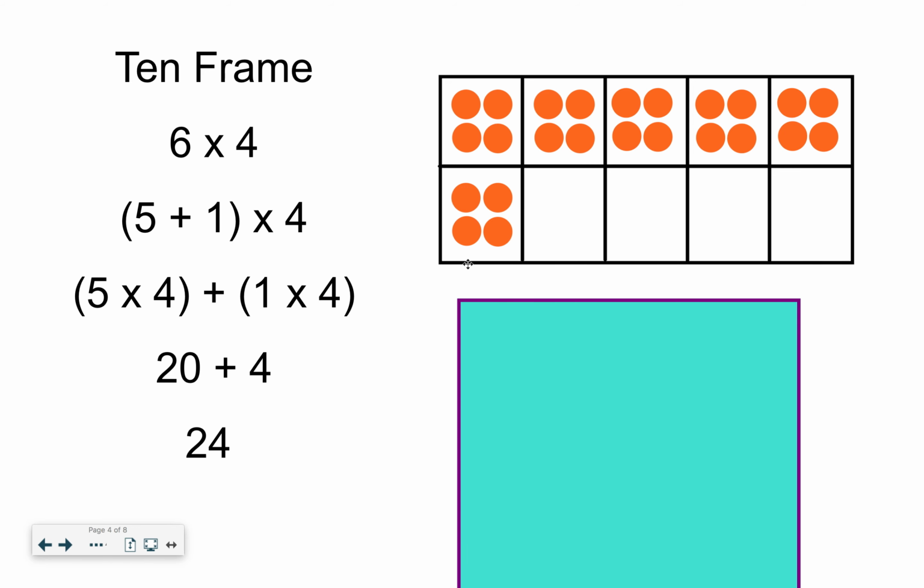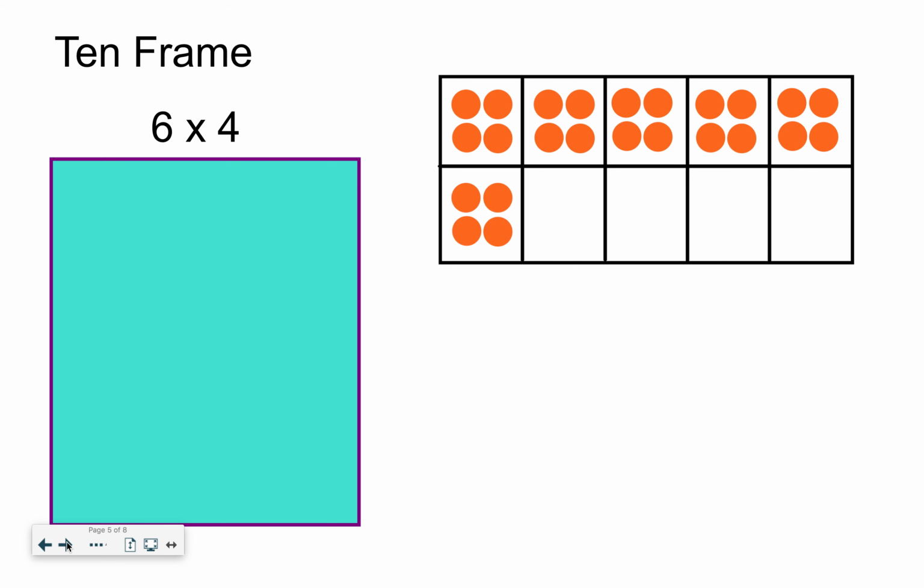So symbolically, here's what that looks like. I'm going to think instead of this as 6 groups, I'm going to decompose that into 5 groups and 1 group. So I'm going to multiply the 5 groups of 4, which we can see in the top row, and the 1 group of 4, which we can see in the bottom row. 5 times 4 is 20, that's the top row. 1 times 4 is 4. When I put those together, I get 24. So 6 times 4 is 24.